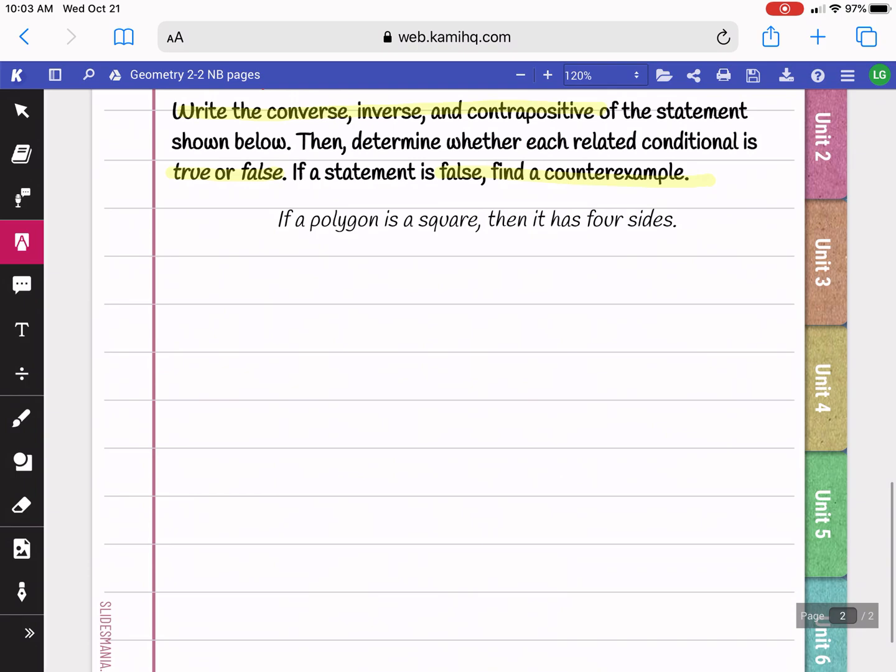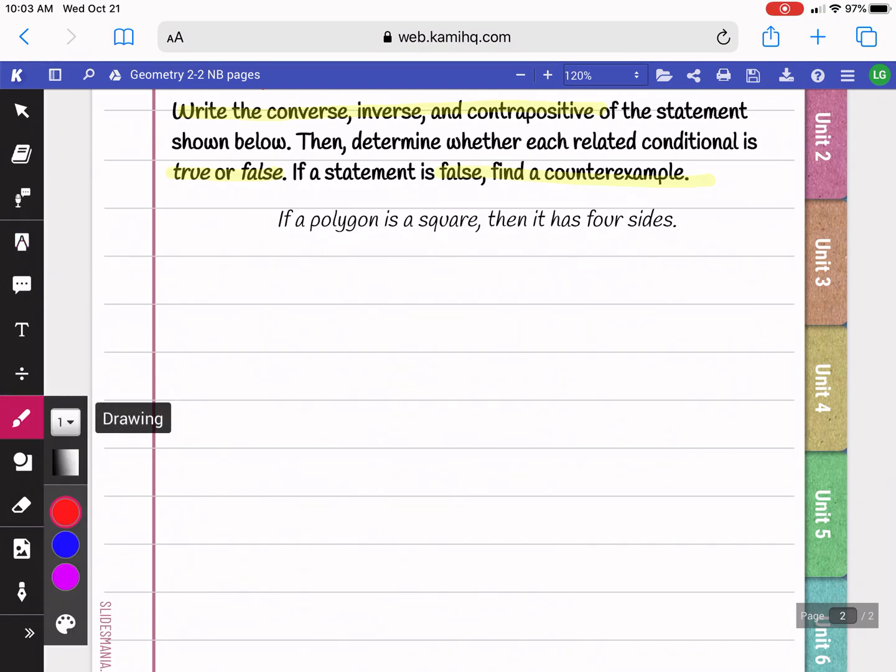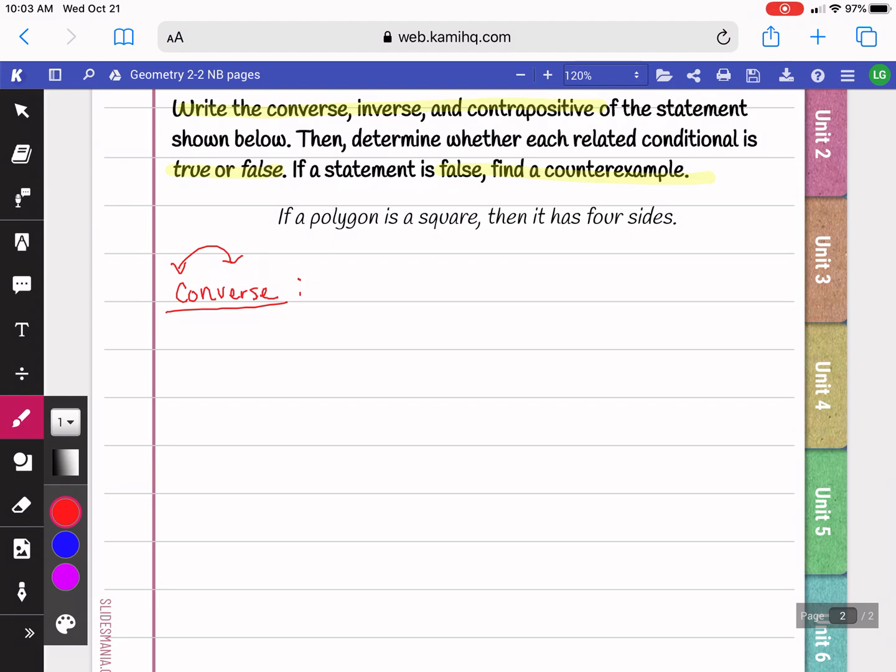We're going to start by finding the converse. And the converse is where you switch the hypothesis and conclusion. Here the hypothesis is a polygon is a square. The conclusion is it has four sides. So we switch them. We would say if a polygon has four sides, then it is a square.